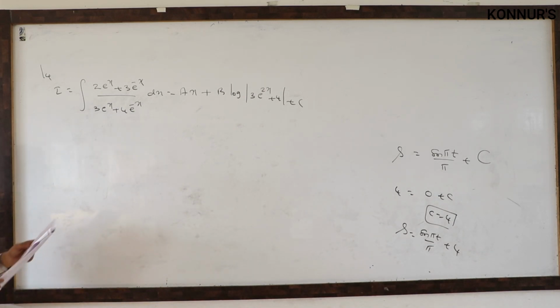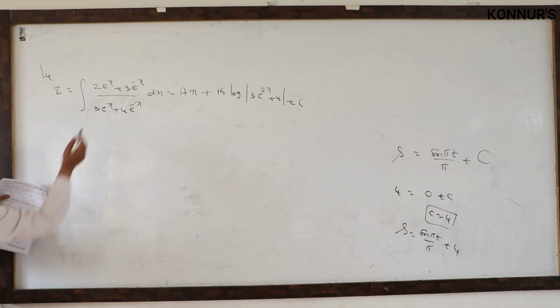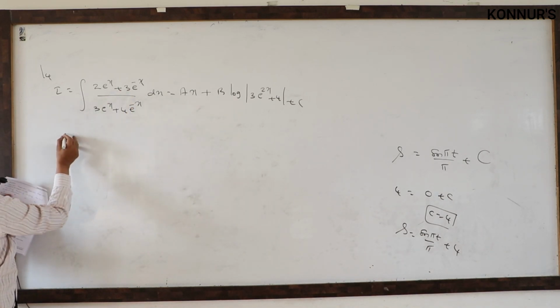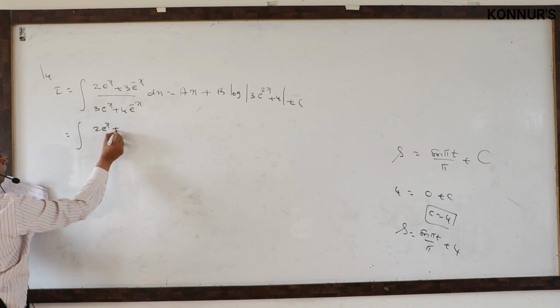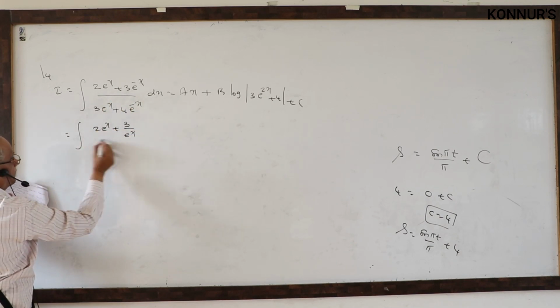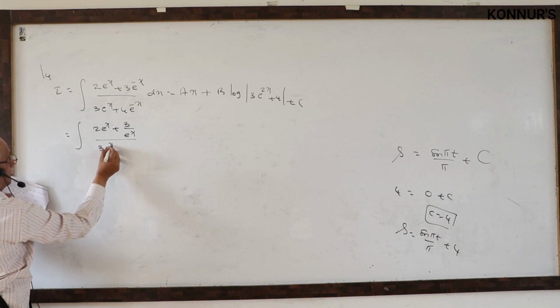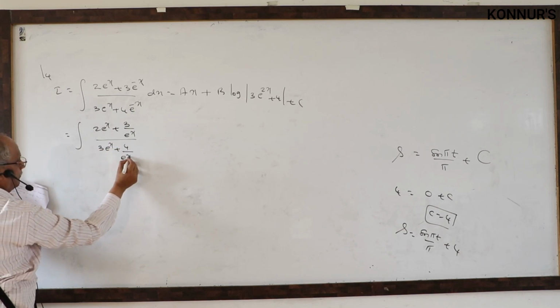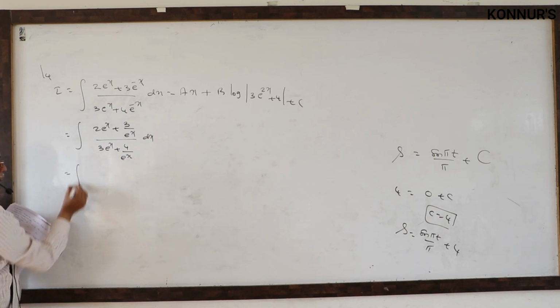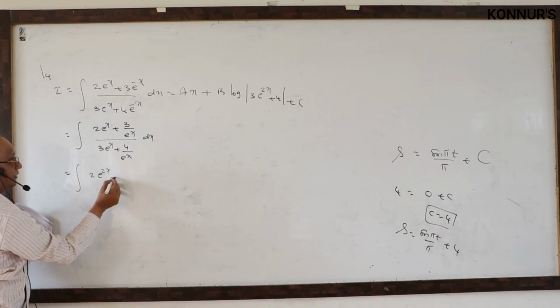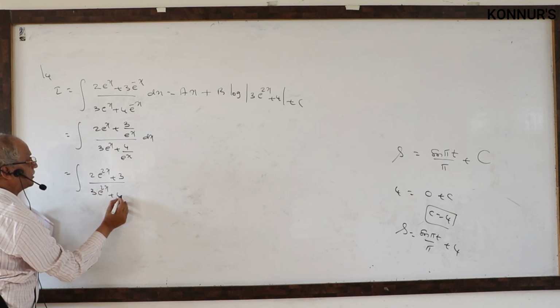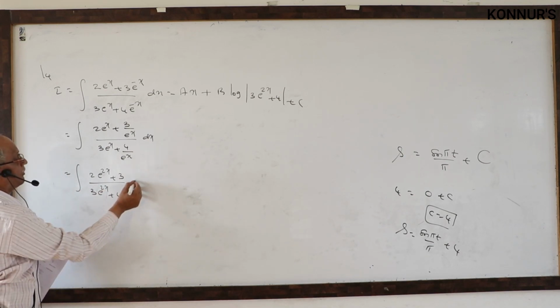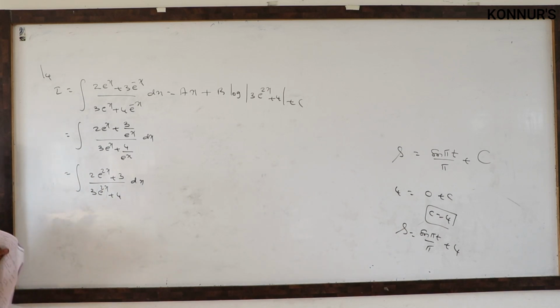A and b they are asking. Then consider this function here. Divide with e power x everywhere, or 1 by e power x, write down. Then 2 e power 2x plus 3 by 3 e power 2x plus 4 dx. This is our problem finally after dividing, simplified.